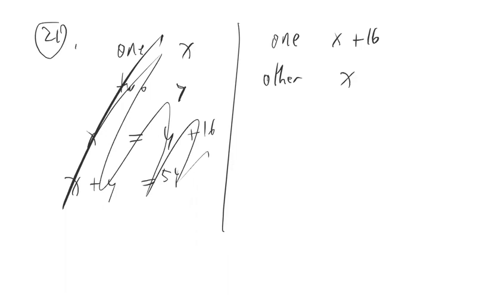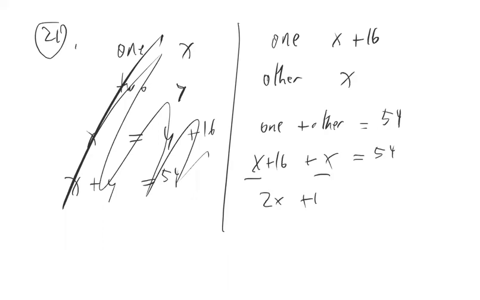And then when you add the one number plus the other number, it equals 54, right? So the sum of the numbers, it says, is 54. So that means when you take the one number, x plus 16, plus the other number, x, you'll get 54. So that translates it into an equation. Now add the x plus x, that's 2x. So 2x plus 16 equals 54.